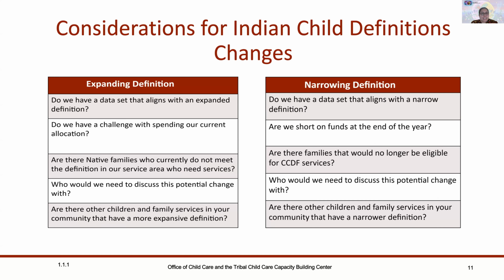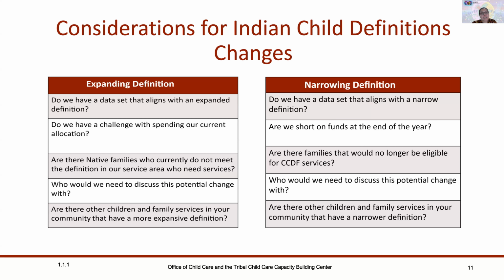As you begin to think through either expanding or narrowing your definition, let's review some guiding questions that might assist you in making your choices. Let's first look at expanding your definition. Do you have the data set that aligns with your expanded definition to get an accurate count? Do you have a challenge spending your current allocation? Are there Native families who currently do not meet your definition in the service area that would qualify for services? Who would you need to discuss this potential change with? Are there other children and family services in your community that have a more expansive definition?